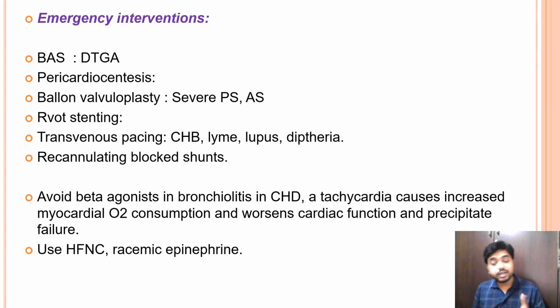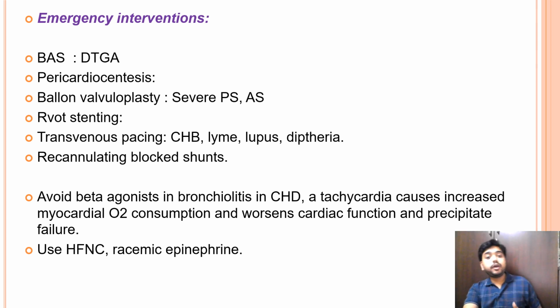Then recannulating blocked shunts. This may be an emergency. Suppose the child had a BT shunt performed some 3 months back. Now the child comes with repeated cyanotic spells and is in a complete circulatory shock stage. If you listen, there is no flow, and if you do an echocardiography, the shunt is completely blocked. So the child needs emergency recannulation of that blocked shunt, or else the child may die. So these are the emergency interventions which may be needed.